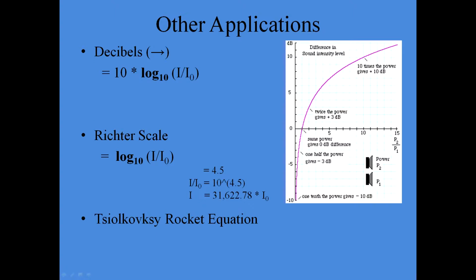So that's interesting. We think of these things on this Richter scale, and we say 4.5 magnitude. Well, that turns out to be 30,000 times the intensity of the smallest one. It's something interesting to think about.